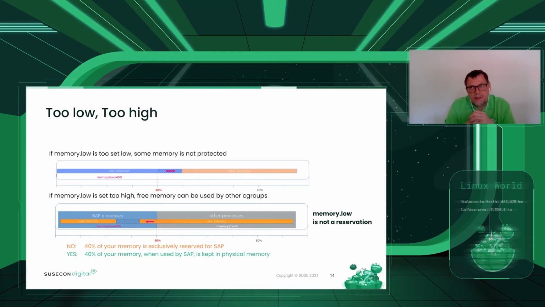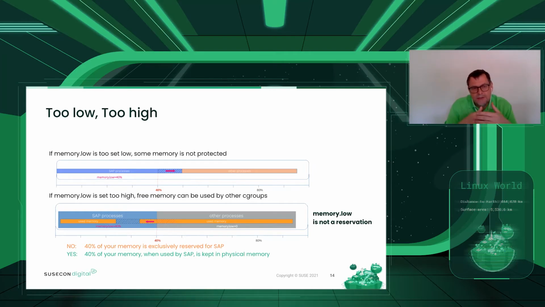Hearing that, you could come to the idea, hey, to be really on the safe side, let's set memory low very high, or ideally exactly to the amount of physical memory I have, so I always have protection. This is not a good idea. In normal load situations, I think you don't see any issue there.